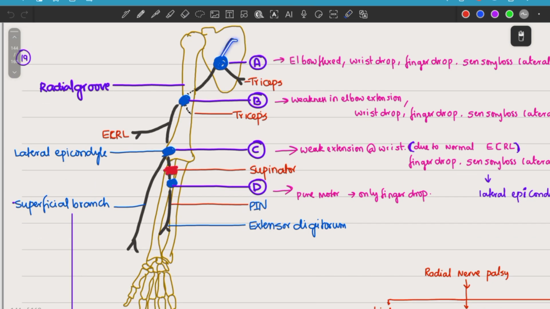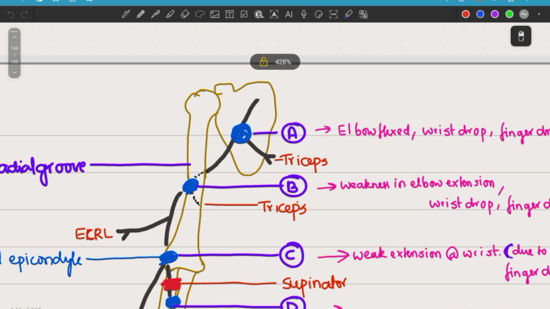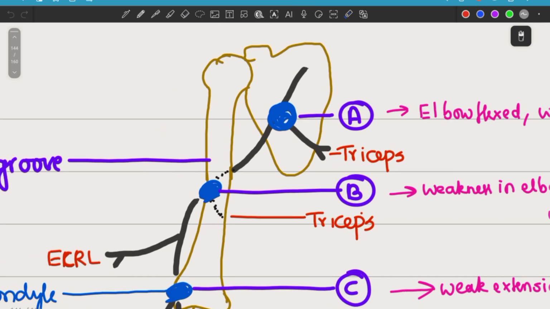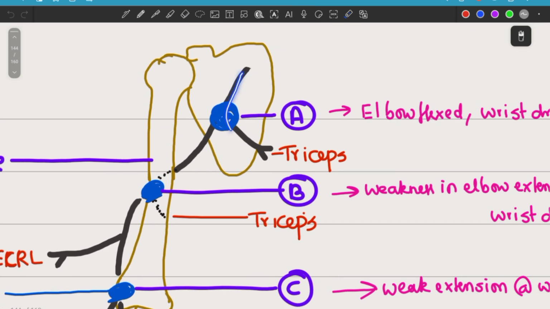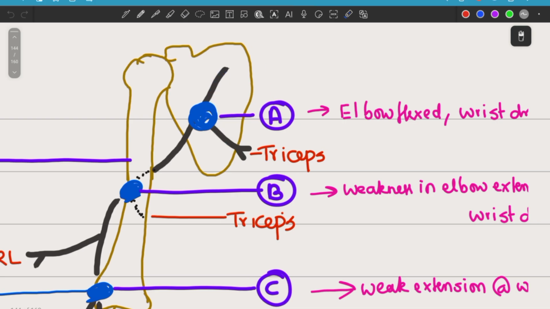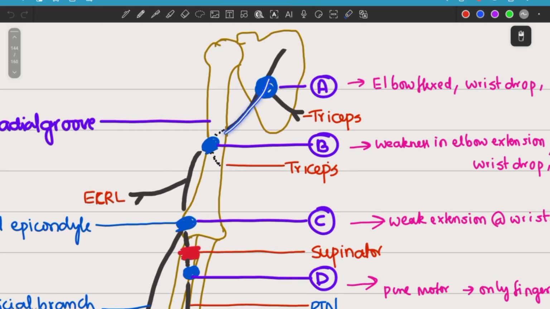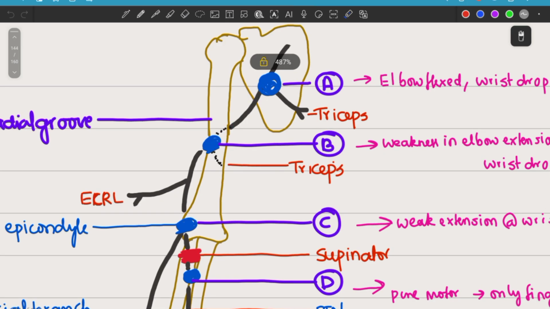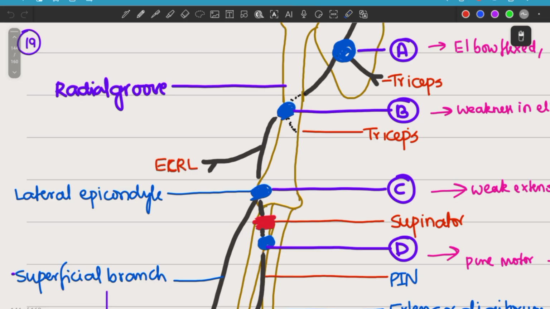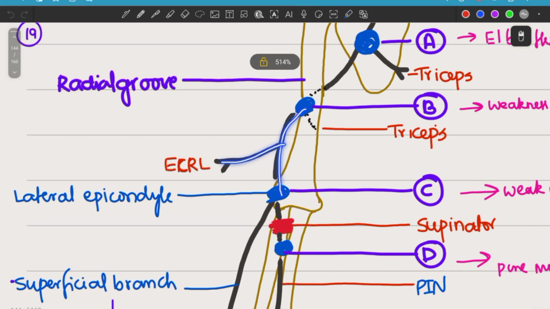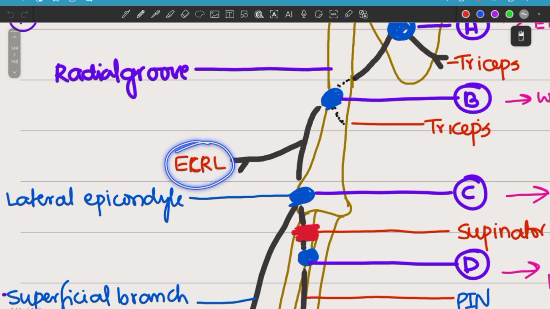This is the radial nerve. Okay, now near the axilla, it gives one branch for the triceps. Triceps has how many heads? Three heads. So one of the heads is supplied by the branch in the axilla itself. Okay. Next, it will come to the radial groove, and there also it will give another branch for the triceps, another head. Okay, then it will come down. While coming down, it will give another branch, that is to extensor carpi radialis longus.